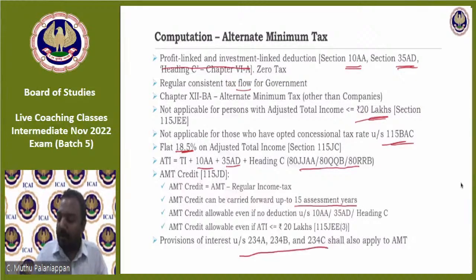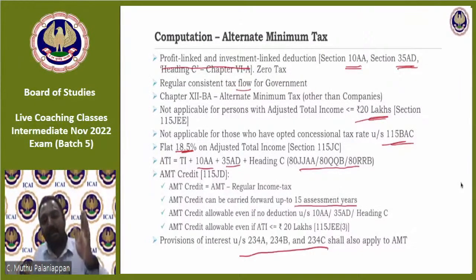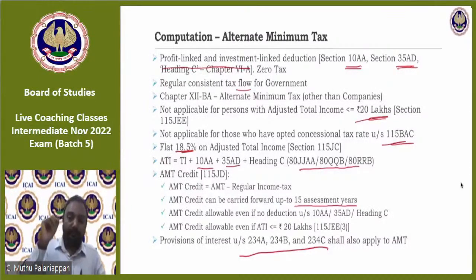And whatever interest provisions, delayed return, late payment, late advance tax payment, for all these things will apply for alternate minimum tax also. So it's no exception to this particular thing. So with this, probably I'm completing the theoretical portion of computation. We saw the steps, we saw each of this. So I'll see if there are any questions and then we'll probably carry it out.